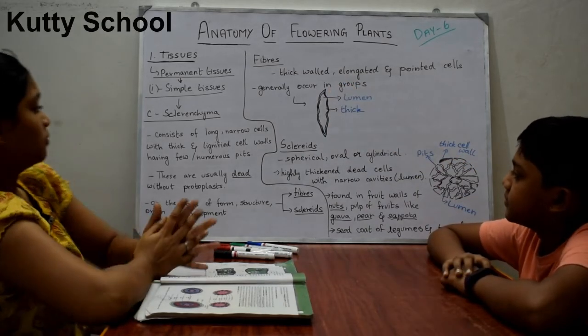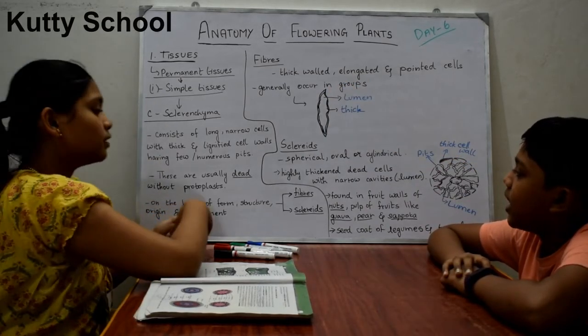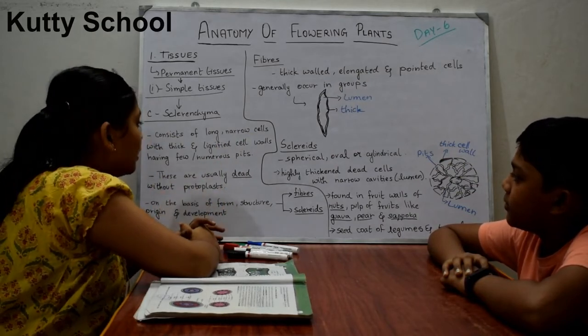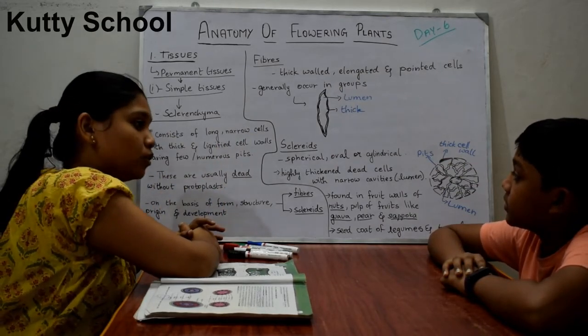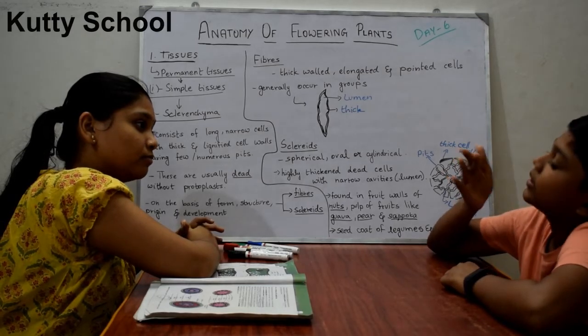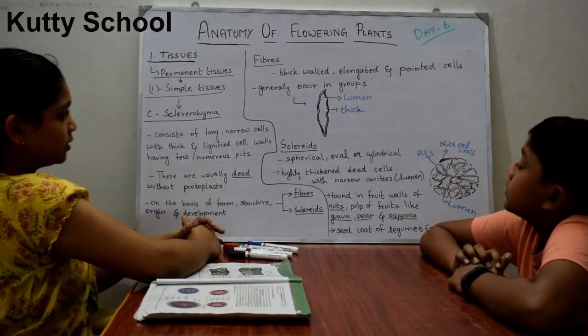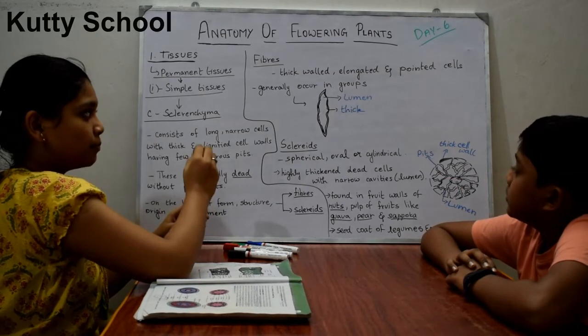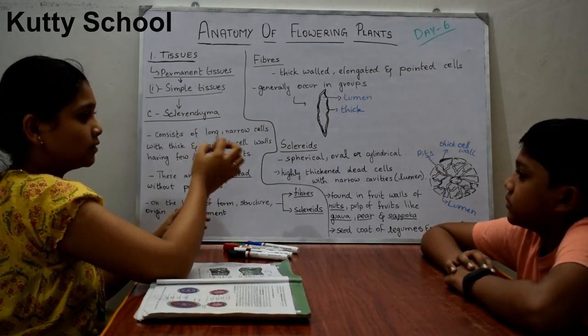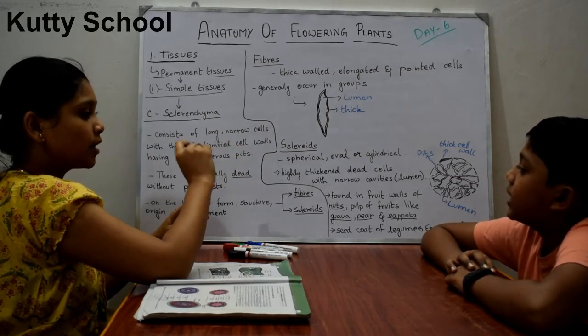So these cells are long and narrow. These cells are thick, with lignified cell walls. What do you mean by lignified? The cell walls have some pores, or they have some lumen-like structure. Lumen is nothing but space.